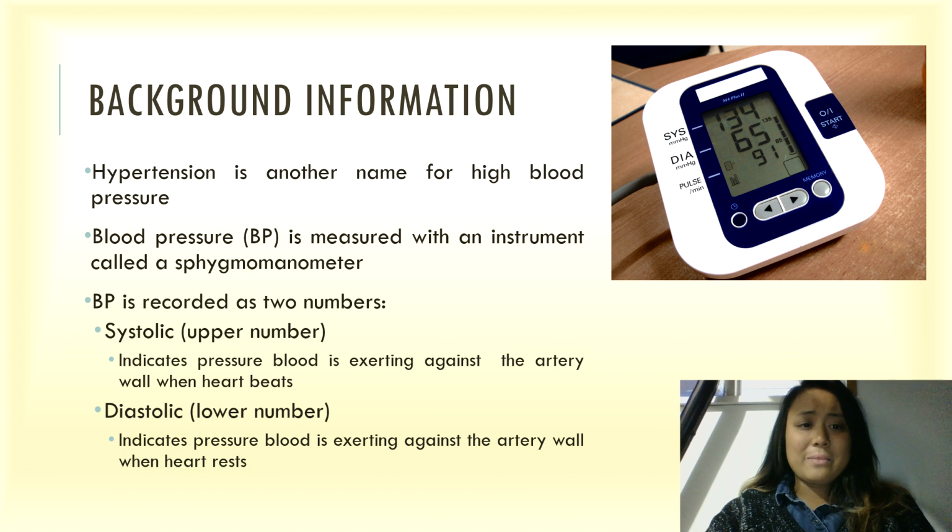The systolic measurement is the upper number that indicates the pressure blood is exerting against the artery wall when the heart is beating. In contrast, the diastolic number is the lower number that indicates the pressure blood is exerting against the artery wall when the heart is resting. Some people hold the systolic number more important than the diastolic, but both are key in determining hypertension. People can have high systolic blood pressures, high diastolic blood pressures, or even both.